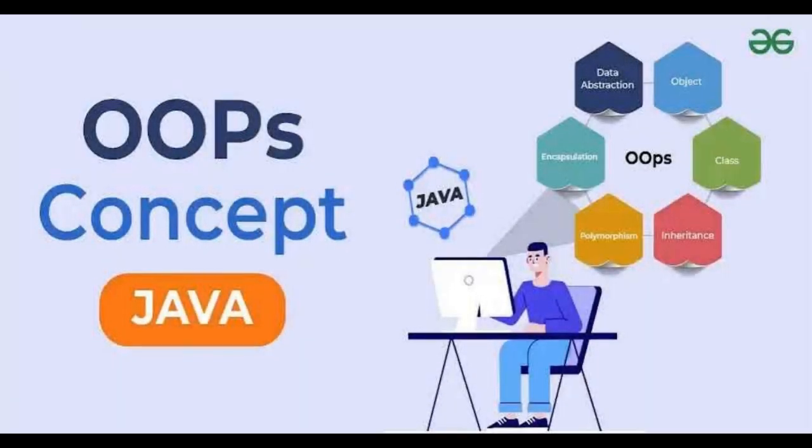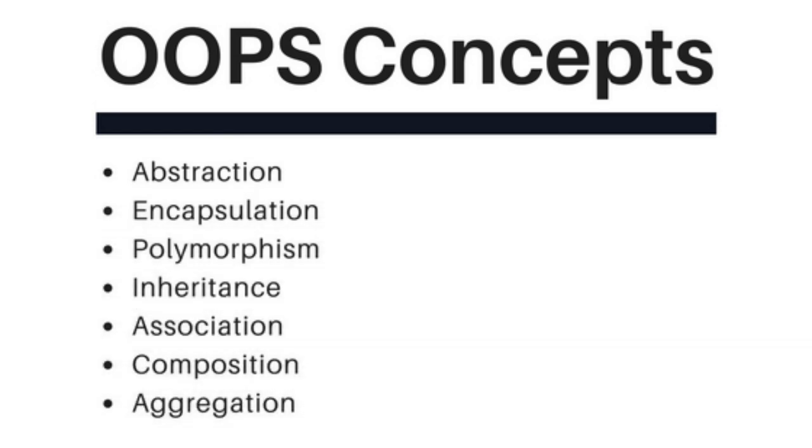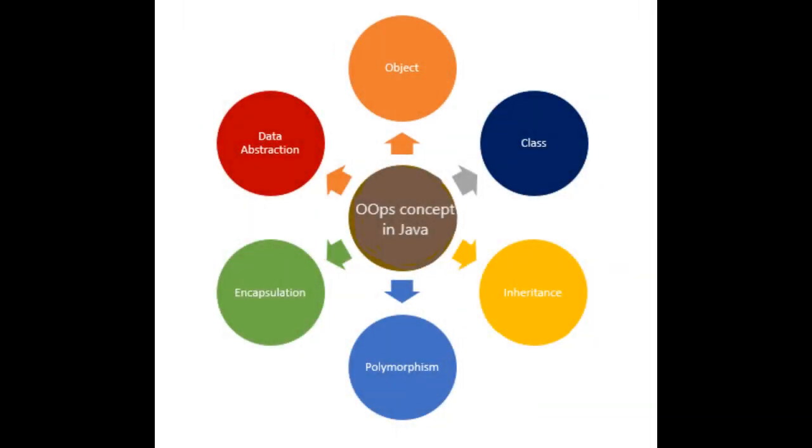It revolves around the creation and manipulation of objects which encapsulate data and behavior. Encapsulation allows us to hide the internal details of an object and only expose the necessary functions. Inheritance enables us to create new classes based on existing ones, promoting code reuse. Polymorphism allows objects of different types to be treated as objects of a common superclass.